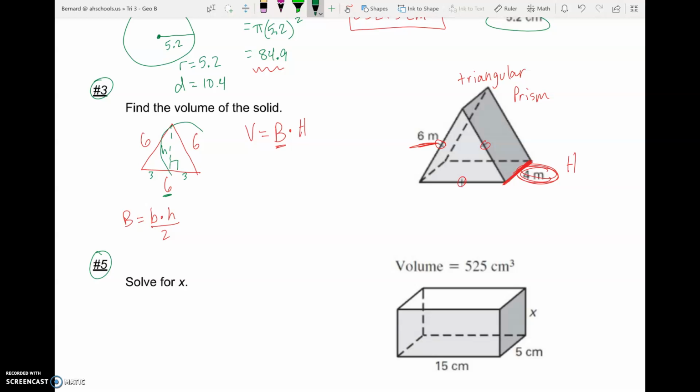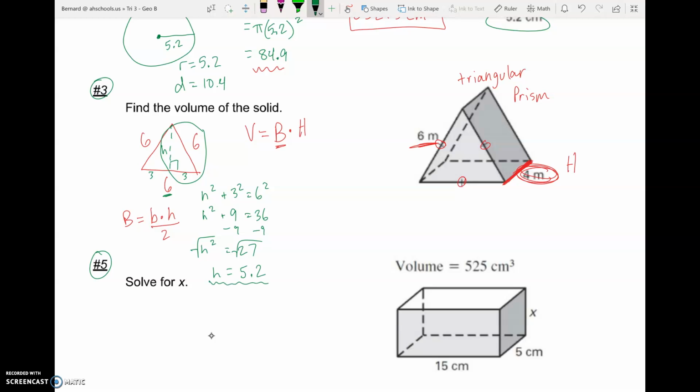And then we can do, with this half of the triangle, h squared plus 3 squared equals 6 squared. We can figure out h. So h squared plus 9 equals 36. We'll subtract 9 from both sides. So h squared equals 27. And then we will take the square root of 27 to finally figure out what h is, and that is roughly 5.2.